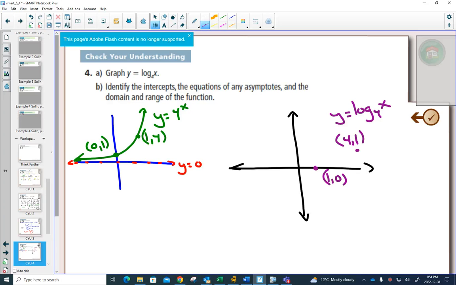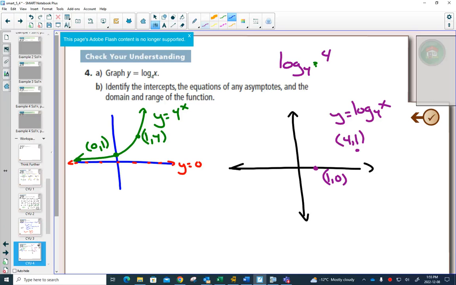In fact, mental math-wise, can you see that if you plugged in 4 and thought, what exponent gives me that? The answer would have to be 1. So initially, I'm showing you that you can graph a log because you know how to graph the exponential function. But after this, when you have to graph logs, I want you to go directly to the log graph.